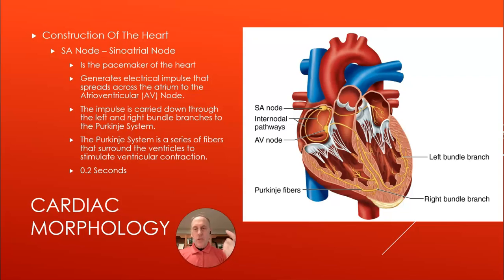We already talked about that. It generates that electrical impulse that spreads across the atrium and down to the AV node. It's carried down into the bundle branches to the Purkinje system, the Purkinje fibers themselves.